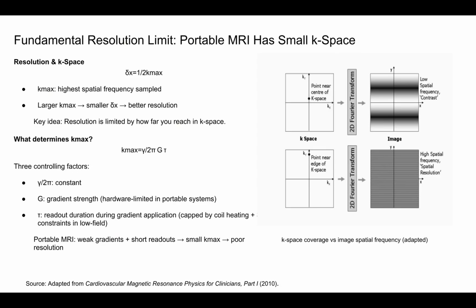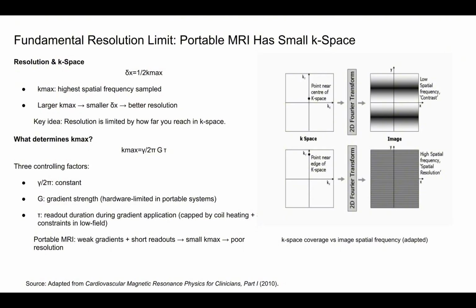So what determines k-max? It's directly proportional to the gradient strength and the total readout duration, scaled by the gyromagnetic ratio. So increasing either the gradient amplitude or the time we spend encoding spatial frequency allows us to push further out in k-space. Portable MRI hardware limits both of these terms. The gradient coils are much weaker, typically 5 to 10 times lower amplitude, and because these systems run on low power, the readout time is shorter.